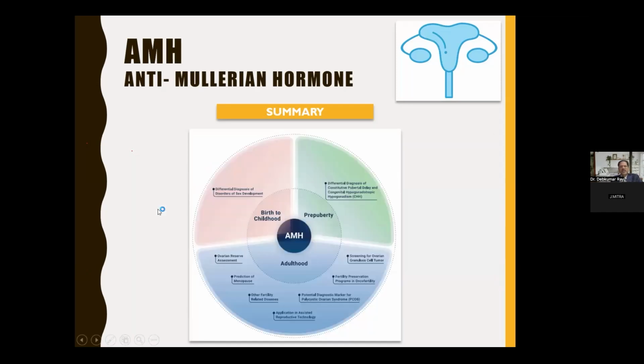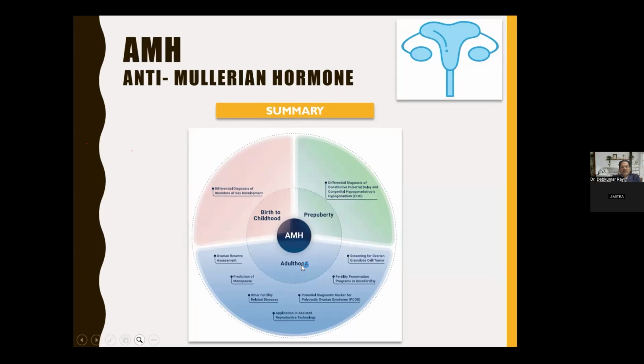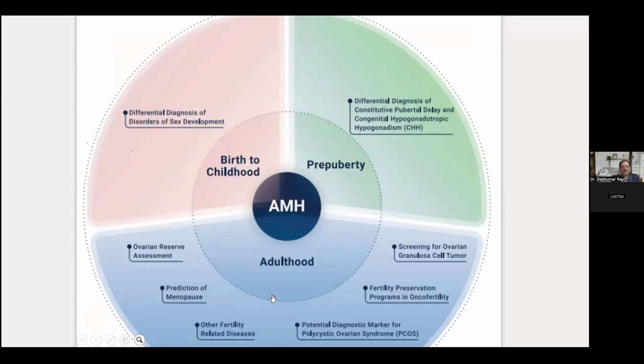The next one, this is probably the last slide. So this is the pie chart, where we are showing the path from birth to childhood. This one is the puberty, this one is the adulthood, and what is the role of AMH in birth and childhood? The differential diagnosis is made, and disorders of sex development are also assessed by AMH.